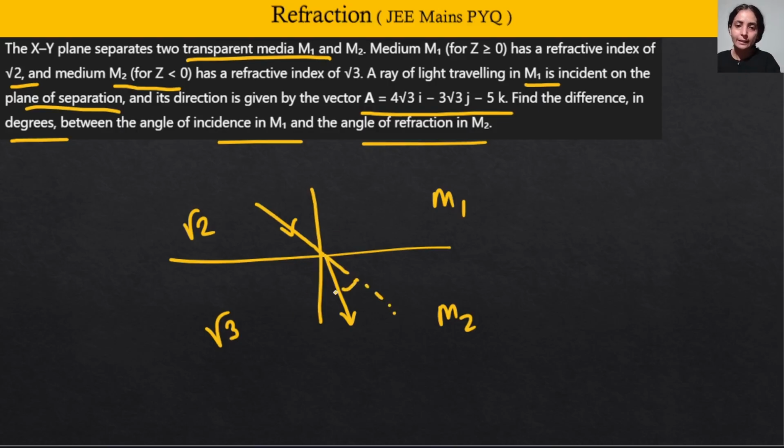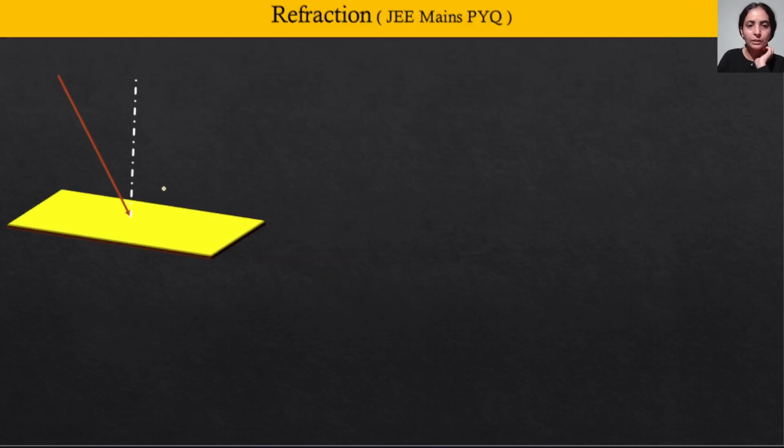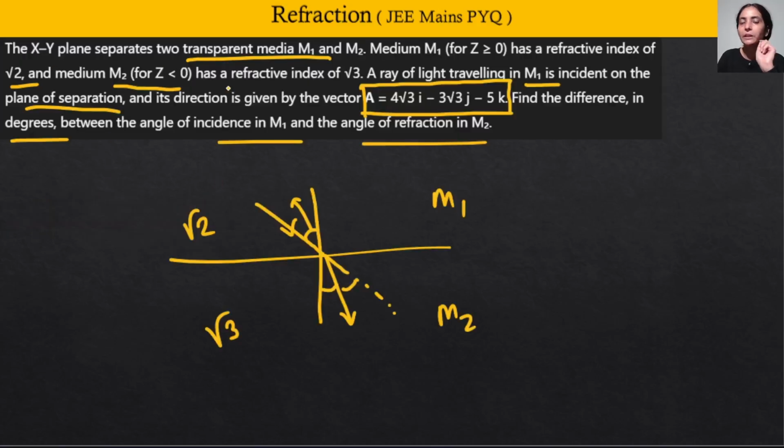Okay, so how can we find it? If we know this angle, by using Snell's law we can calculate this angle. So the line along which the incident light travels is given vectorially. Can we calculate what this angle will be from this vector? Yes, we can. See, here the light is coming something like this. This is the xy plane, right? In the question it is said that the xy plane separates two media. So this is basically the xy plane.